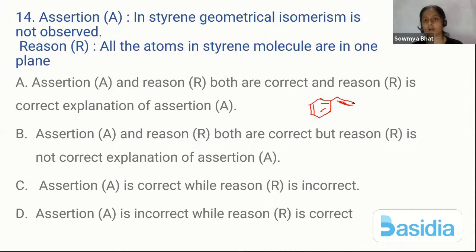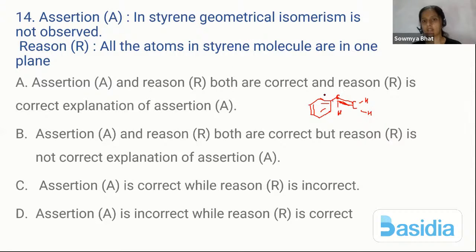Geometrical isomerism is not observed. The condition for geometrical isomerism is there should be a double bond, and also there should be different groups attached to that. So if you see here, this carbon is attached to 2 groups. That's hydrogen and the hydrogen. And if you consider this carbon, this is attached to a ring here, and the other one will be hydrogen.